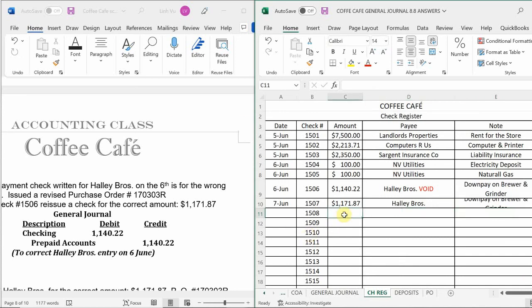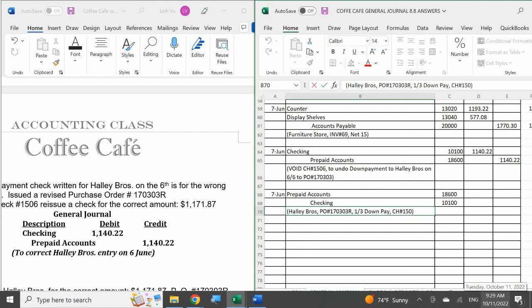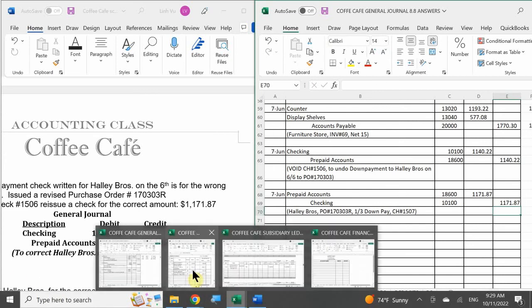So I have my check number, 1507. So there you go. I can go ahead and modify this because it's no longer 1506, it's 1507. All right, so I revised the purchase order and I cut a new check. Now I need to re-put all my values into my ledger correctly to fix the error in my journal. Again, it was for $1171.87. So now I need to plug my numbers into my ledger.